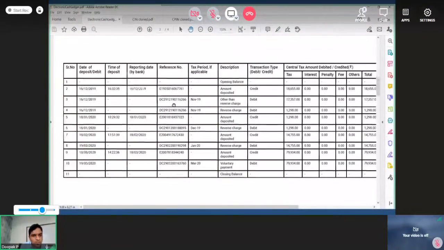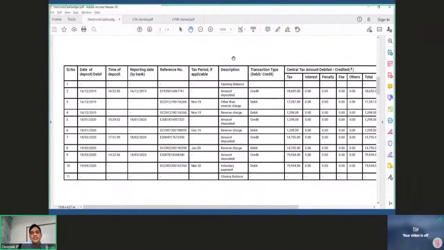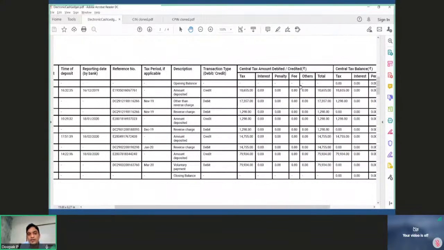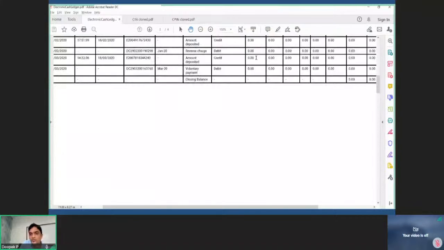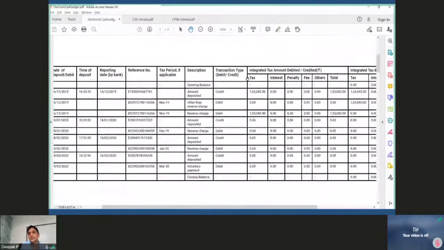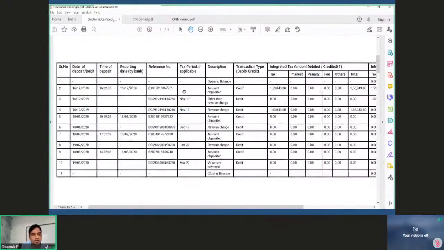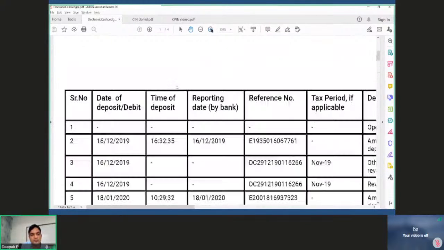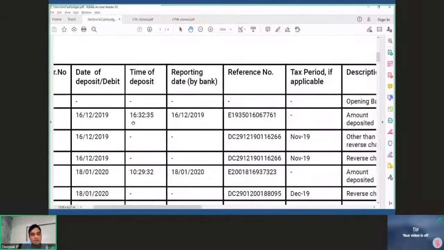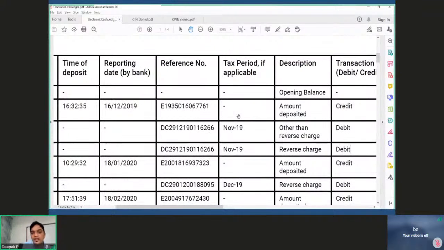Okay, so this is an example of an electronic cash ledger which will have central tax. In central tax, you will have 5 minor heads. Similarly, you have it for integrated tax, for CGST, for SGST, and for cess. It will have the date of deposit, the time of deposit, reporting date, reference number, amount deposited. It will not have any month, because it comes as a common kitty.